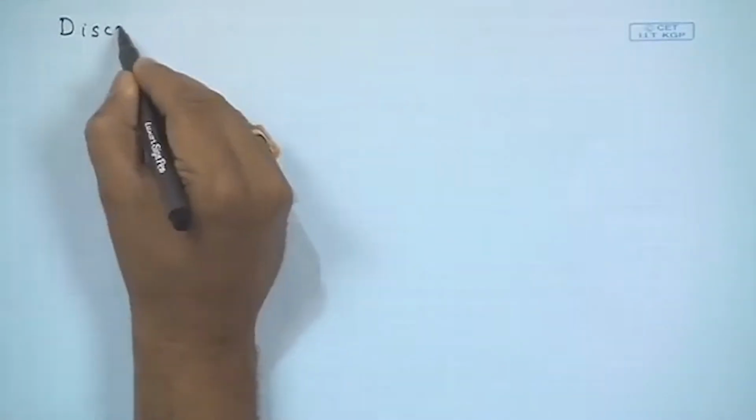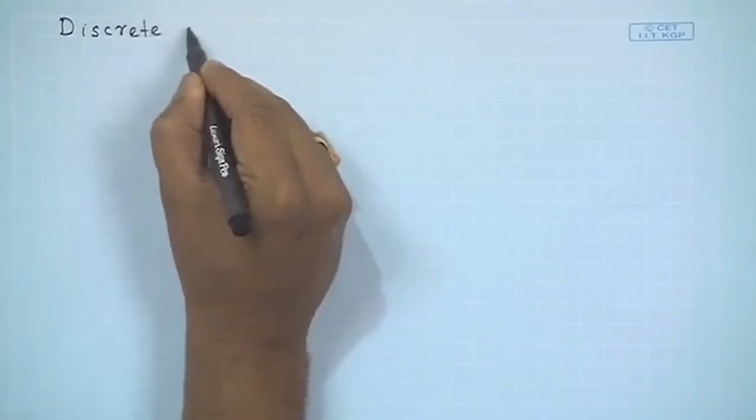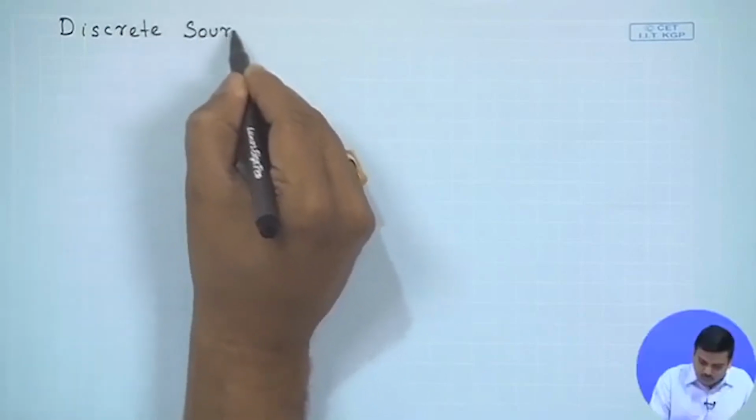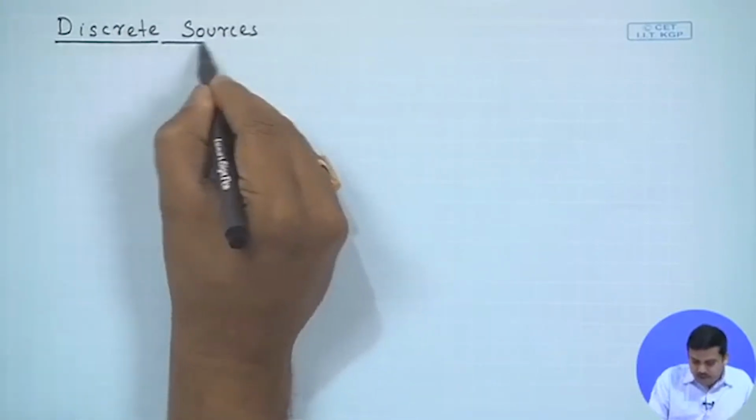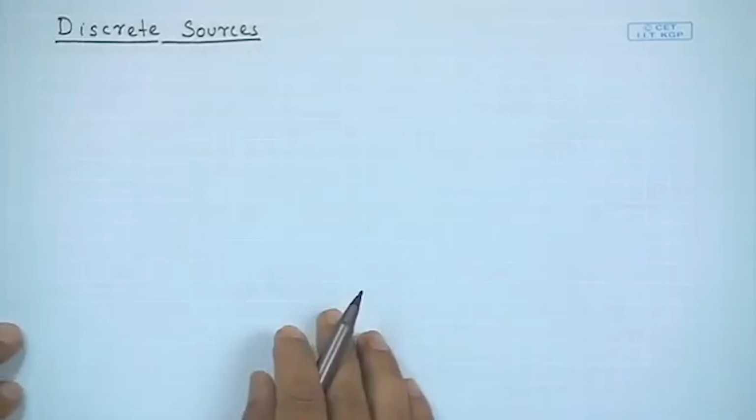So with this we complete our overview of the communication system, and then we can now move into the study of source coding. So when we look at the study of source coding, we are talking about sources. So basically we are talking about discrete sources. I have hinted at different discrete sources earlier.